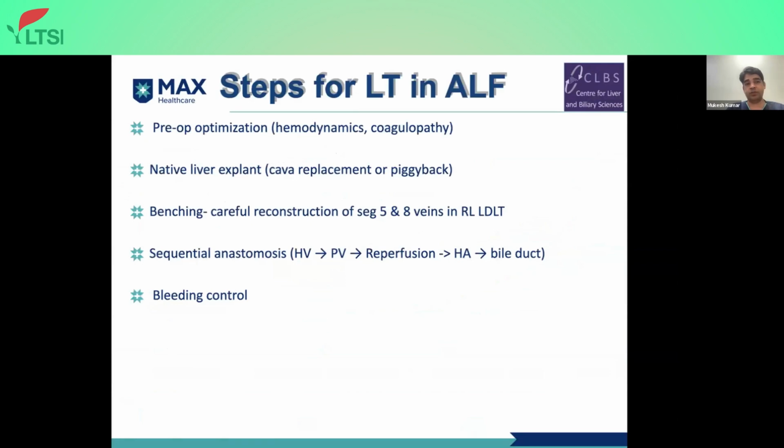So the first step is to optimize the patient as much as possible, but in a case of ALF with rapidly deteriorating condition, it is very difficult sometimes. And so quickly do the native liver explant, followed by benching if required in the case of right lobe donation, and then sequential anastomosis, reperfusion, followed by hepatic artery and bile duct, and adequate hemostasis on table so they don't bleed in the post-operative period.